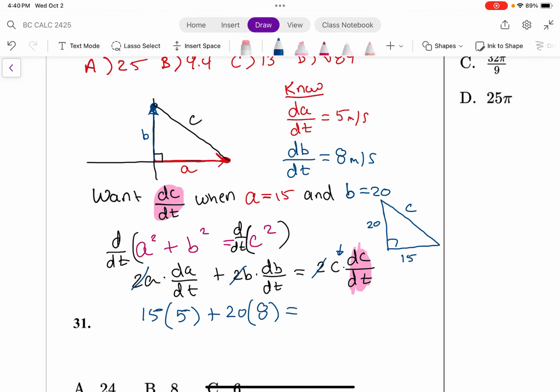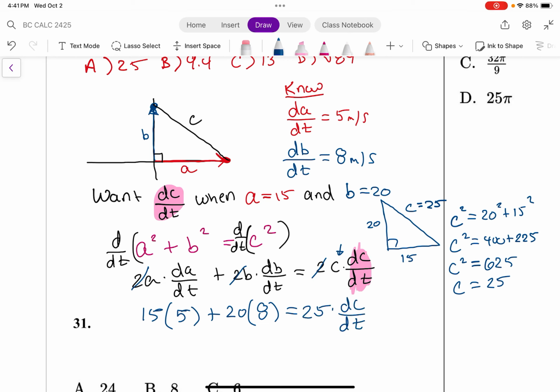So I'll just go off to the side here. C squared is equal to 20 squared plus 15 squared. So C squared is 400 plus, I think 15 squared is 225. Yeah, 225. So then C squared is equal to 625, and I recognize that as 25 squared. So C is 25. So at that moment we can solve for C, and then dC/dt is what we're looking for.